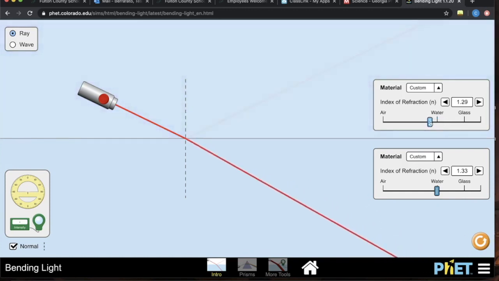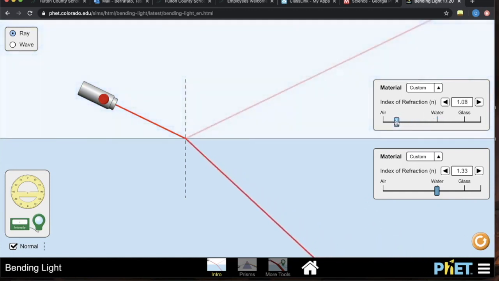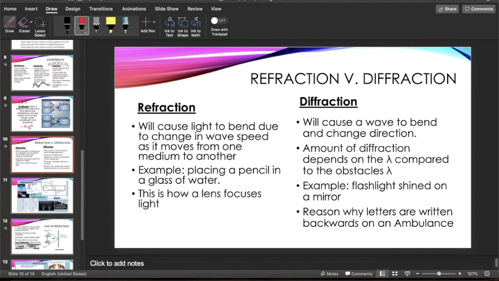If you want to play around with this, it's on PhET Labs and it's just called Bending Light. You guys can take a look at that if you're having some difficulty imagining what's happening there. But heading back to here, refraction versus diffraction. Diffraction will cause a wave to bend and change direction. The amount of diffraction depends on the wavelength compared to the obstacle's wavelength.